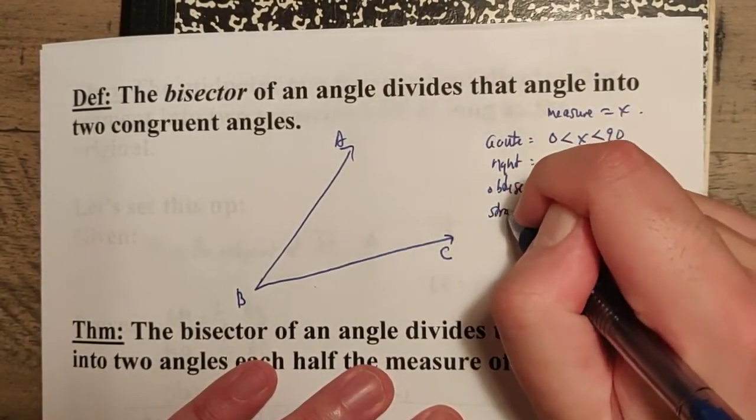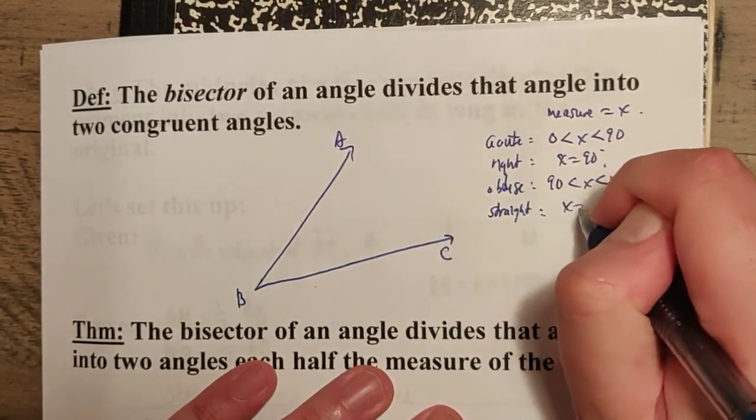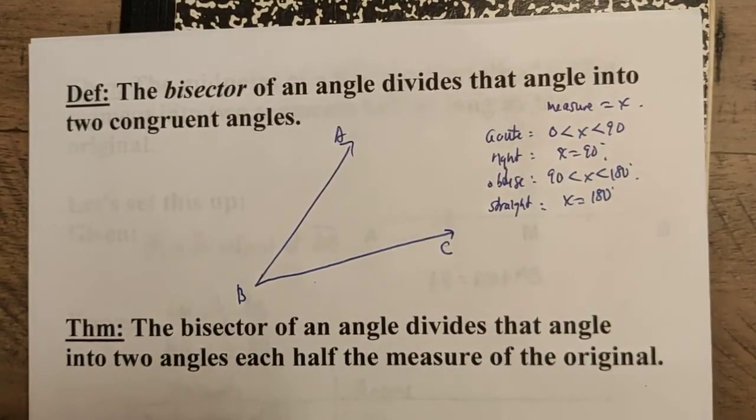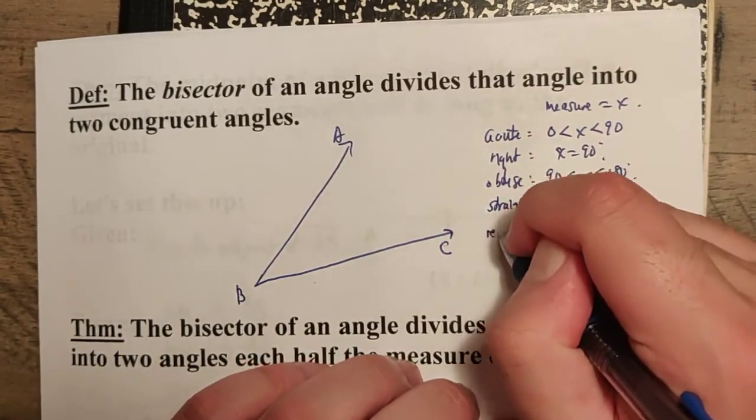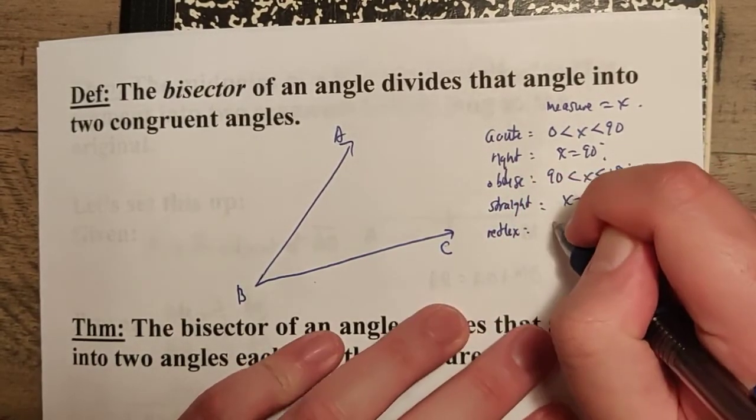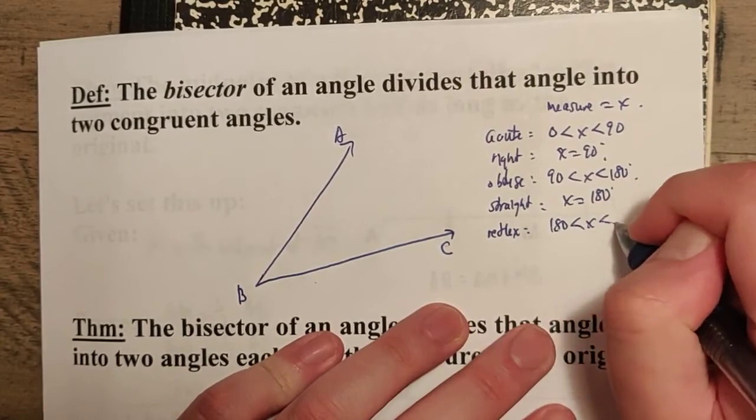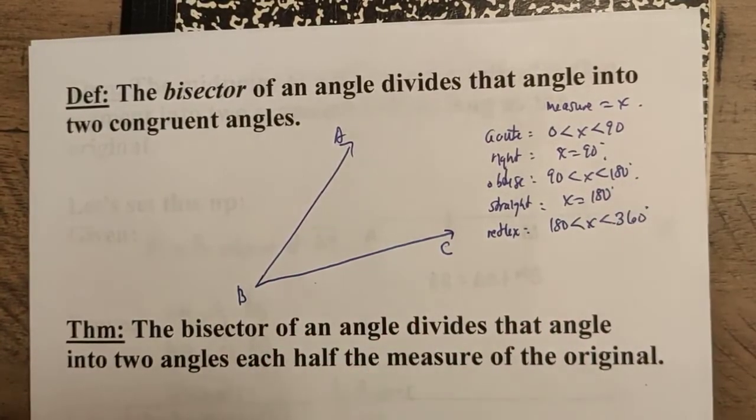We also have our good old straight angles here where x is 180, right? Because we can have two right angles together to create a straight line, that's 180. And then we can also have our bigger angles, which we call reflex. So 180 is less than x is less than 360 here. Okay, so just different categorizations of angles.